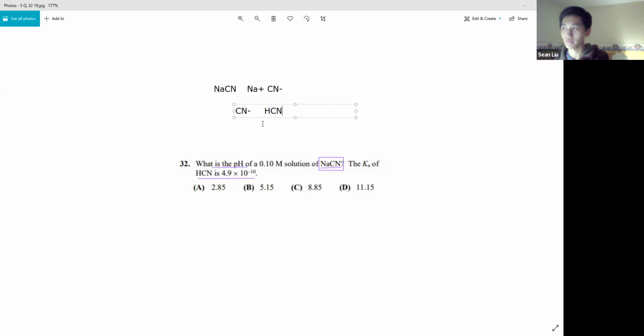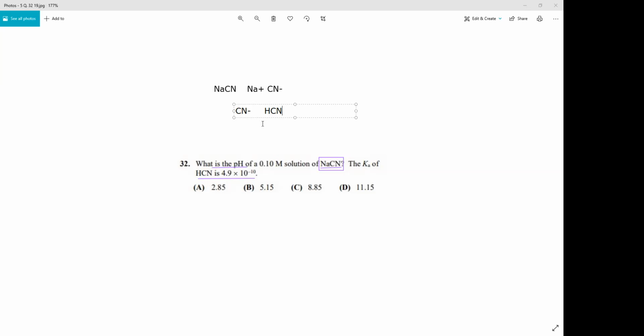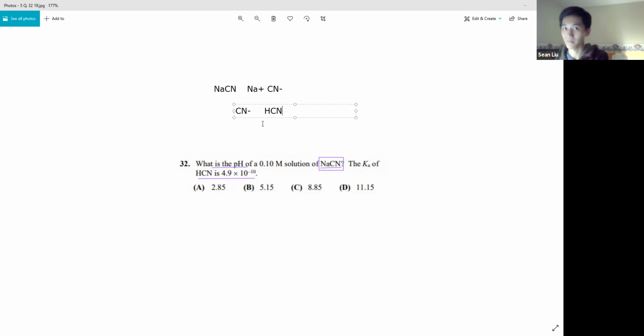And the opposite way, HCN is the conjugate acid of CN minus. Wait, does that make sense? Is CN minus a base then? CN minus is a base. That's what I meant. Sorry. Yeah, no problem, no problem.